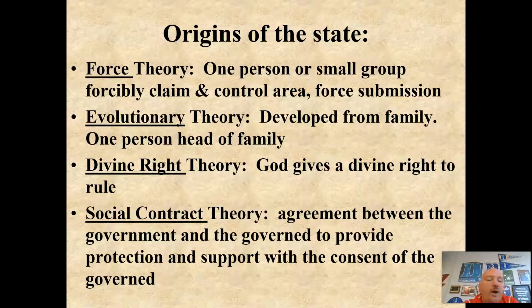And then you have your social contract theory. And this comes from John Locke, who was an Enlightenment philosopher who talked about an agreement between the government and the governed to provide protection and support with the consent of the governed. What makes this so unique is the idea that the people can rule. This right here is the formation of democracy.